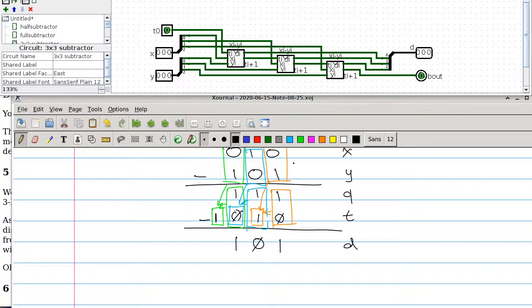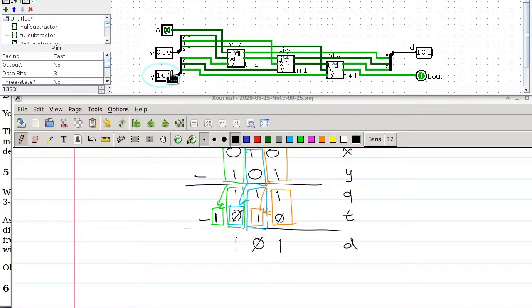I thought somebody typed something on the text channel. So we are going to flip this middle bit here so that we have 0 1 0 as X, and then we'll flip both of these two bits of Y so that we have 0 1 0 minus 1 0 1, and the result, the difference, is 1 0 1, which is what we got here, and it has an overall borrow of 1, which is also what we got here. So is that answering the question, Murtaza?